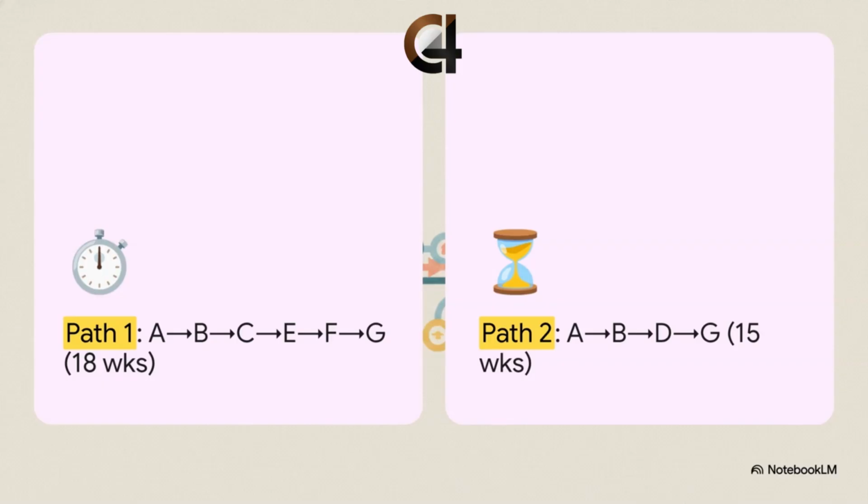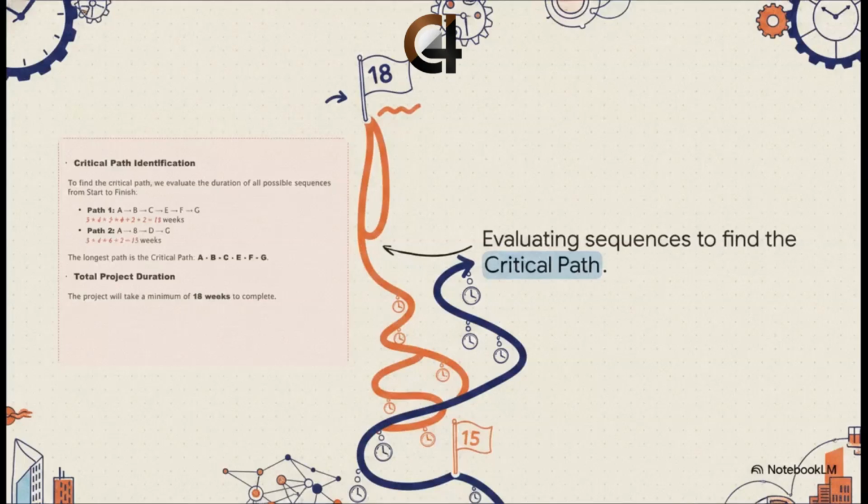But let's check path 2, that bottom route, A to B, down to D, and then straight to G. Adding those up, 3 plus 4 plus 6 plus 2 gives us 15 weeks. So what does this all mean? Which one is the true timeline for your project? The 15-week path or the 18-week path?